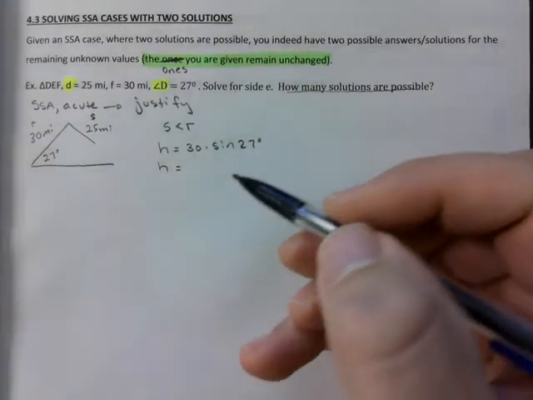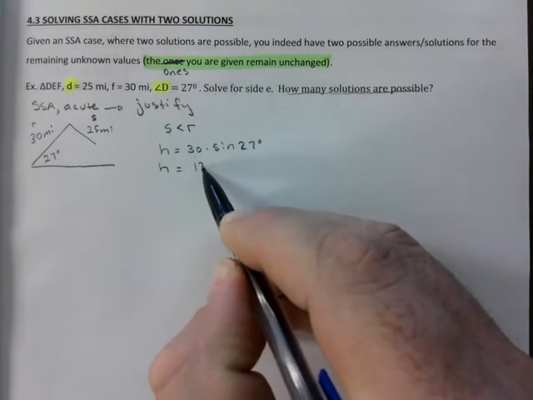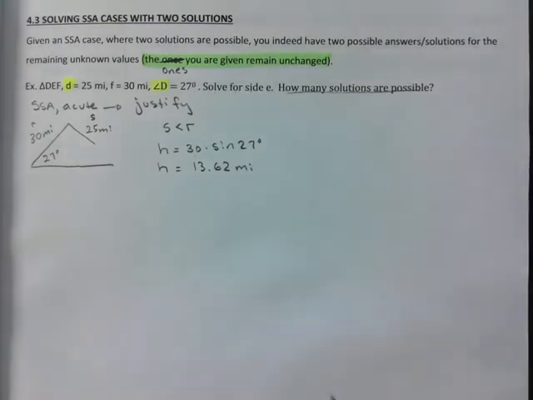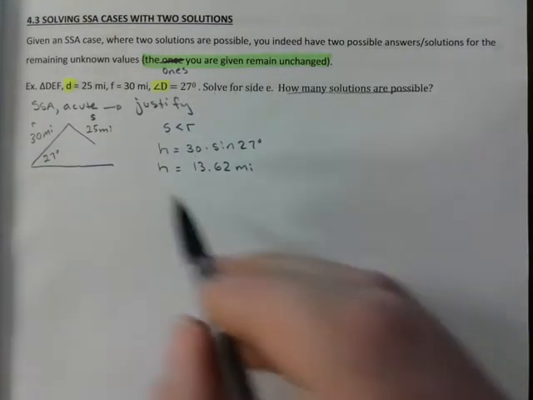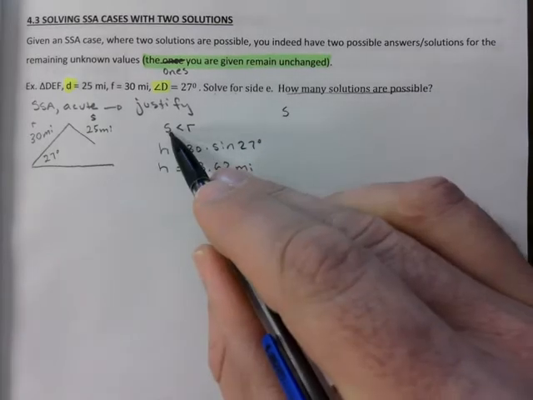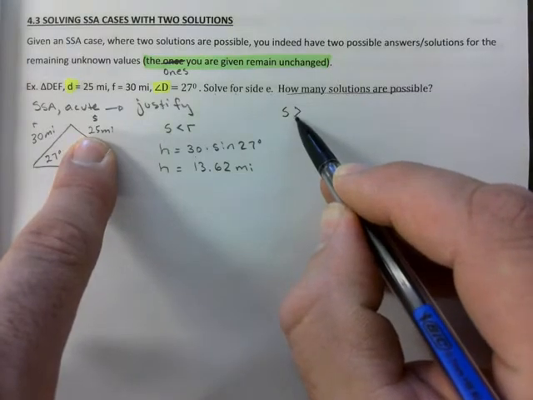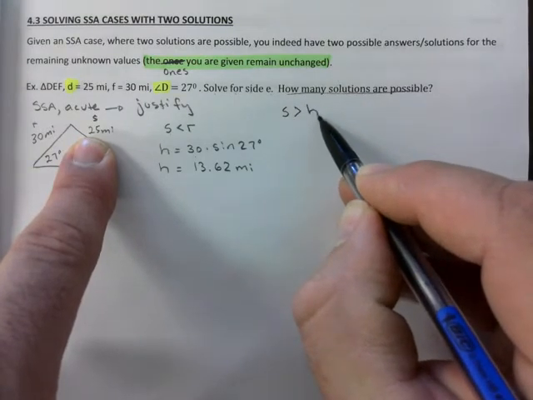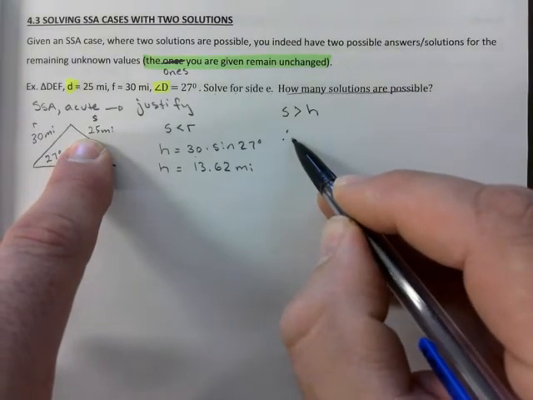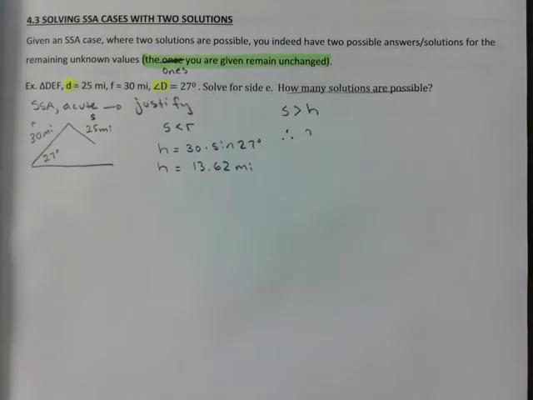30 times sine of 27, I'm just going to give you that answer. That's 13.62. And we are in miles, right? Make sure you add the units. And then string is back, right? That's your main character, remember. String. And then you notice that string is greater than the height. Right? String is greater than the height. Therefore, how many solutions? One.